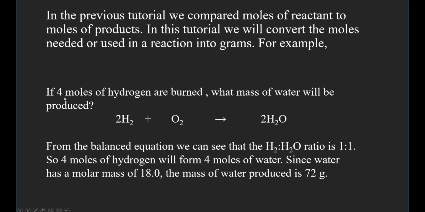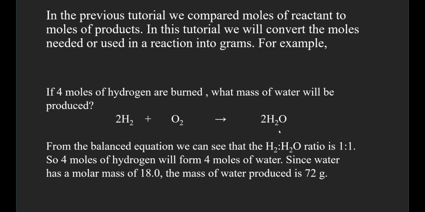Let's look at an example. 4 moles of hydrogen are burned. 4 moles of this stuff here. The question is how many grams of water are going to be produced? You can see from the chemical reaction that for every 2 moles of hydrogen we can make 2 moles of water. It's written down here that it's in a 1-to-1 ratio. So we're going to end up with 4 moles of water. The question now is, what do those 4 moles weigh?